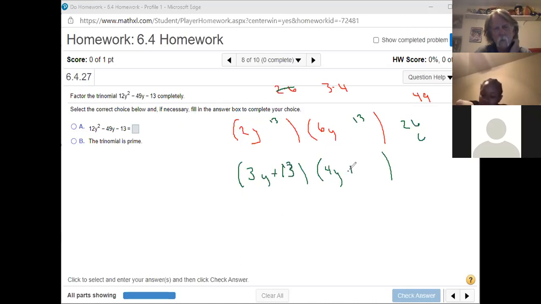and 1. 13 is a prime number, so now I need to do this. This 13 is going to have to be negative because 49 is negative.